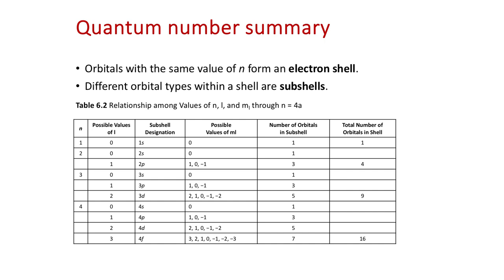Now let's go through the first few shells. So we have the n equals 1 shell. That's comprised of just the one possible value of L of 0. So that's just the 1s subshell. That's hydrogen and helium. So that's pretty straightforward.